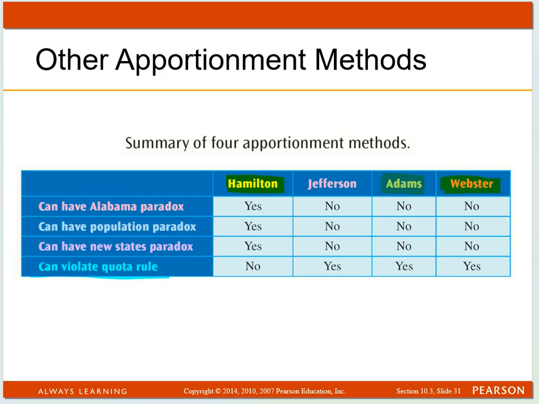quota rule. You can't violate the quota rule because your numbers have to be between the upper quota and the lower quota. So you have to make sure that you're assigning either the upper or the lower quota. But sometimes when you modify these things, it messes it up. If it was between a 4 and a 5, but you assign 6, you just violated the quota rule. The quota rule says you got to stay in between the 4 and the 5.